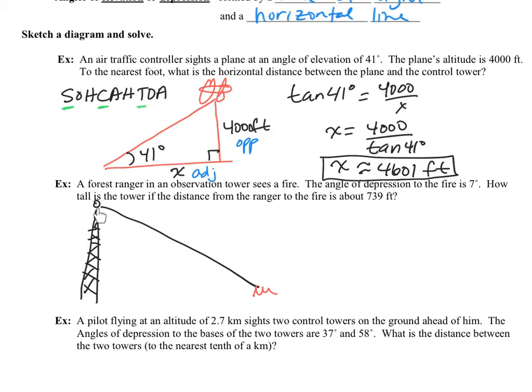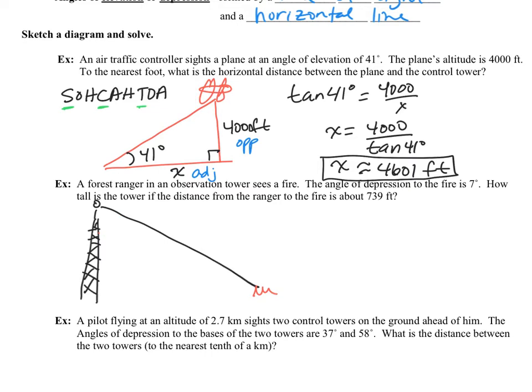So here's the ranger looking down at this fire, and here's a mistake that a lot of students make. When dealing with an angle of depression, a lot of students will say that this is the 7-degree angle. Well, that is incorrect, because remember how we defined an angle of depression. It's always formed by a line of sight and a horizontal line. So I'm going to erase this because that is not our angle of depression.